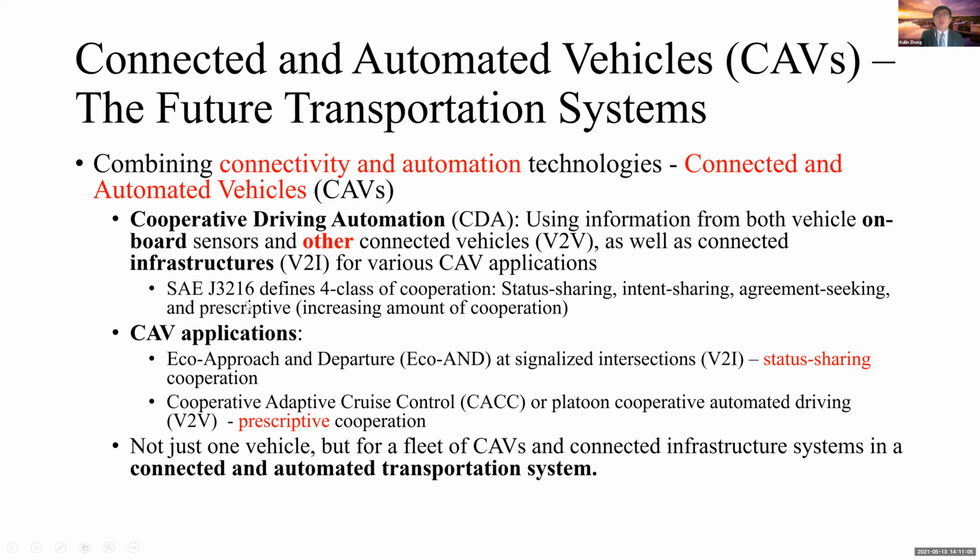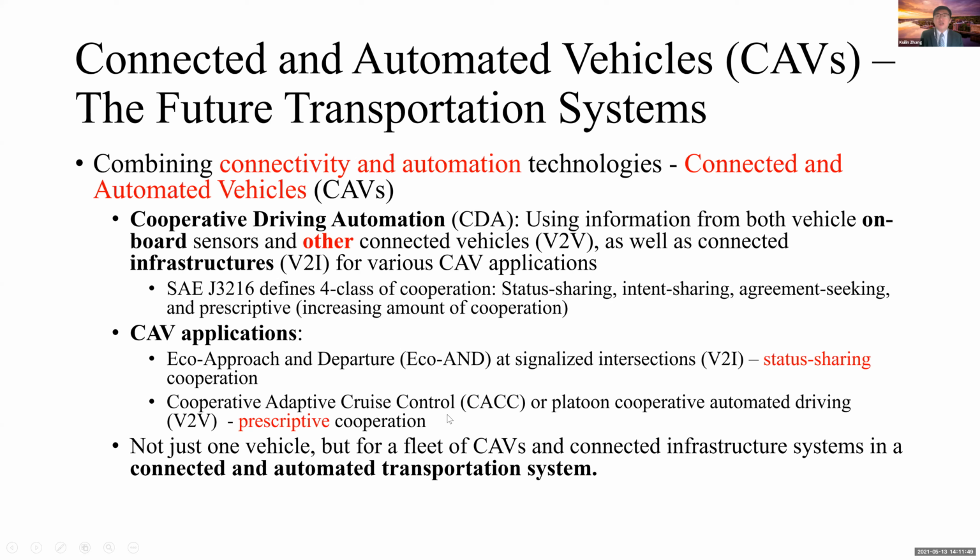The SAE also provides a standard called J3216, which defines 4 classes of cooperation: from status sharing, where you just share what you observed from your sensors, to intent sharing, agreement seeking, and then prescriptive cooperation. From these 4 classes, there is an increasing amount of cooperation. For example, at signal intersections, you want the traffic signal to share its information with your vehicle, and then you make decisions.